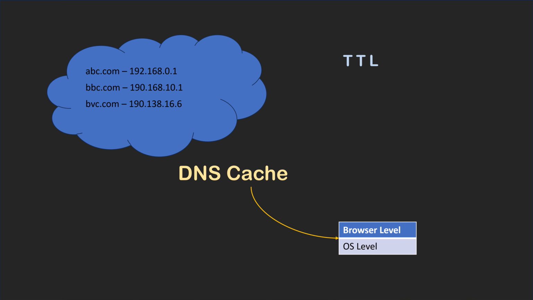DNS is also cached on 2 levels, browser level and OS level. The browser cache is the first location checked for the requested record. The operating system level DNS resolver is the second and last local stop before a DNS query leaves your machine. The process inside your operating system that is designed to handle this query is commonly called a stub resolver or DNS client.